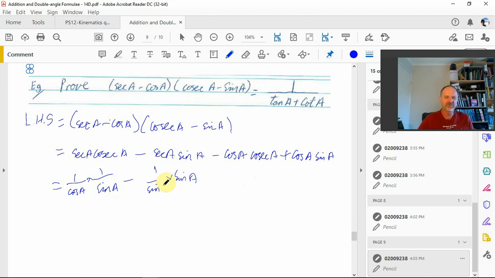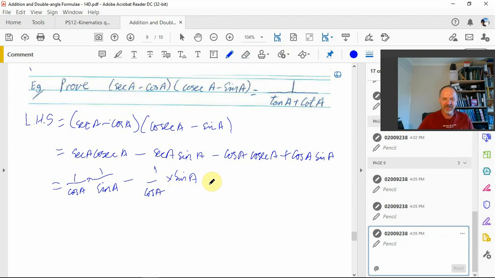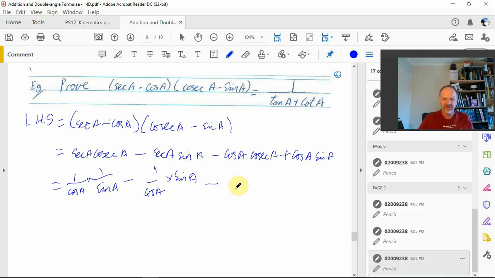Right. Oops, no, that's not right. 1 on cos for sec, and then minus cos, 1 on sine for cosec, plus cos A sine A. All right, so what do we got?